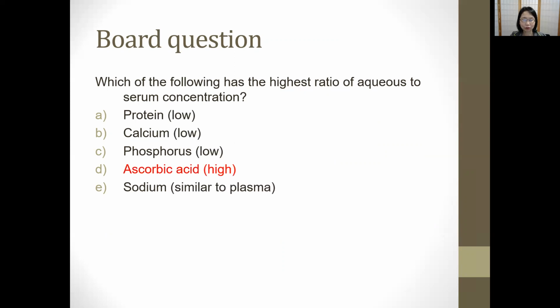And the answer is choice D, ascorbic acid. Aqueous humor is very low in protein. In fact, if you see protein, that's when you notice the flare in aqueous humor on the slit lamp exam. Aqueous humor is low in calcium and phosphorus and has similar concentration of sodium to plasma.